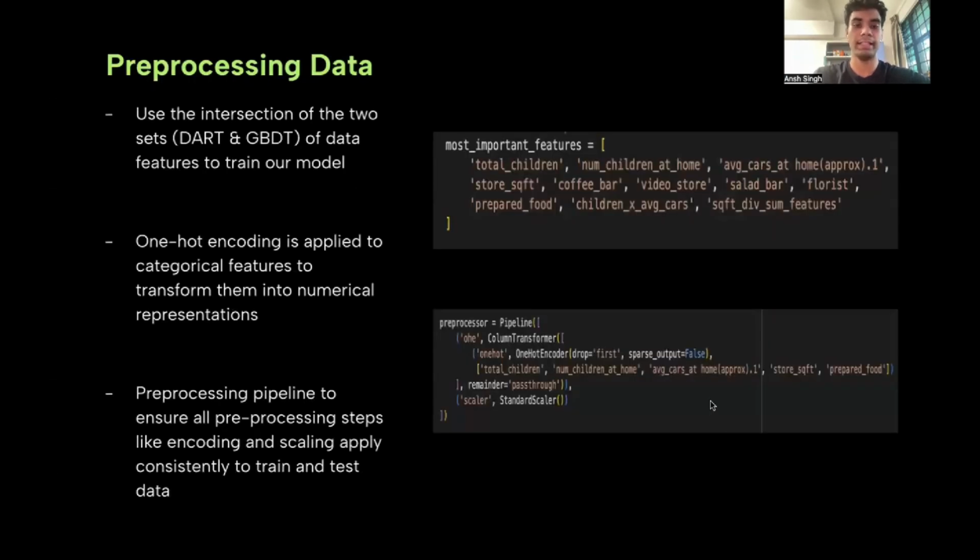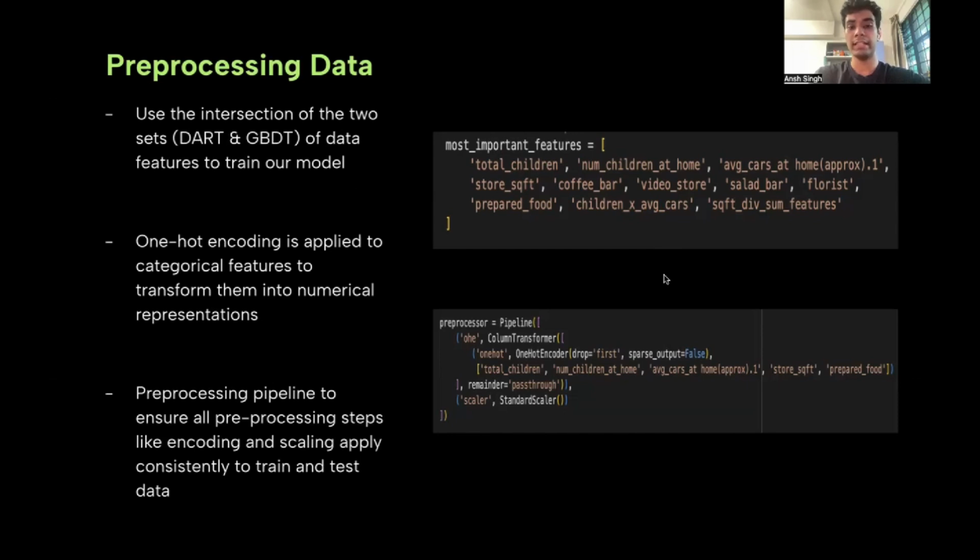In this slide, we're highlighting how we prepare the data for modeling by focusing on more impactful features and leveraging a pre-processing pipeline. We selected key features such as total children, average cars at home, and others. These features help capture household dynamics, store layout, and customer spending behaviors, even when the relationships with the target variable are complex and non-linear.